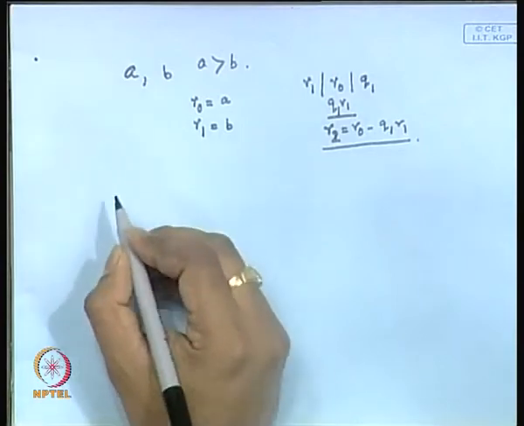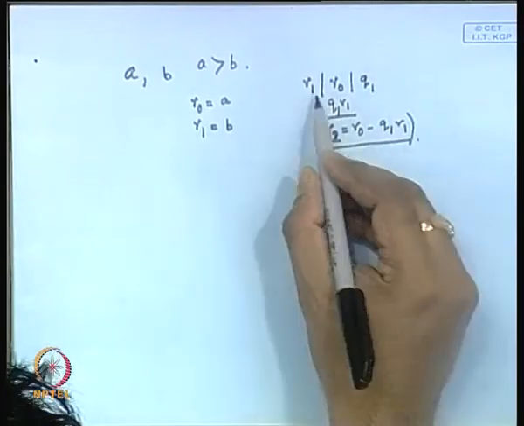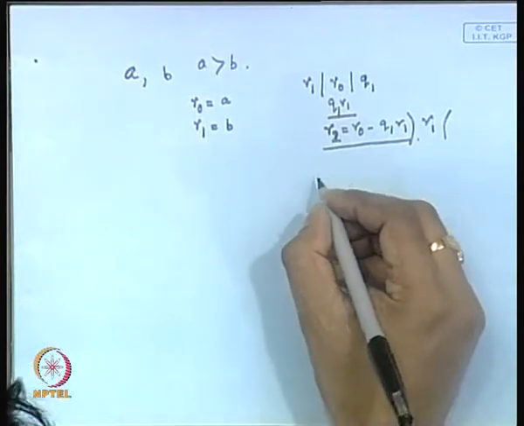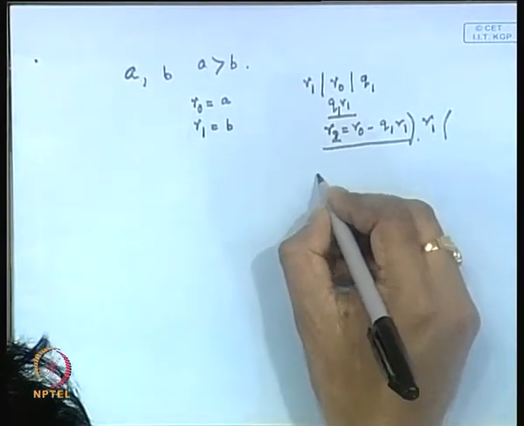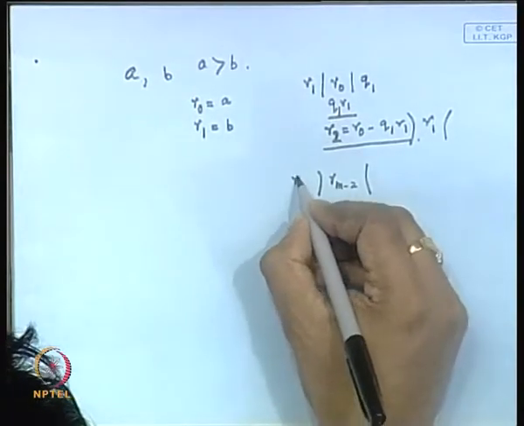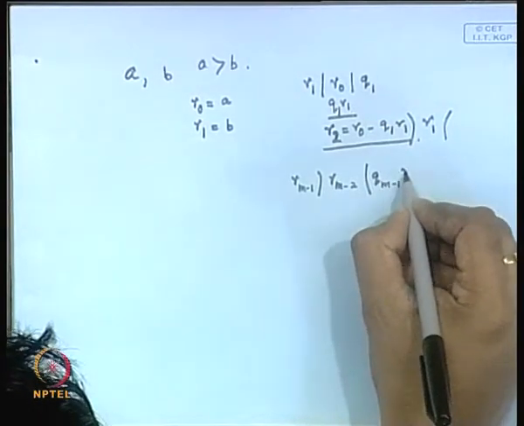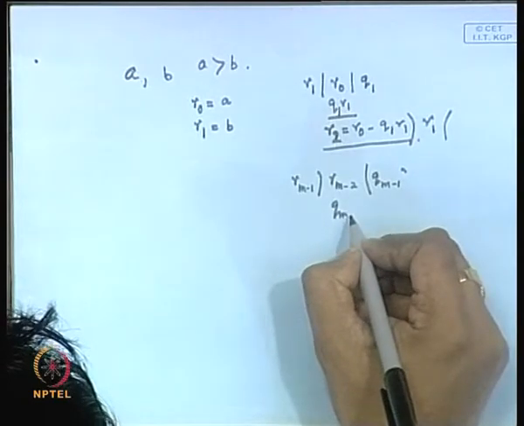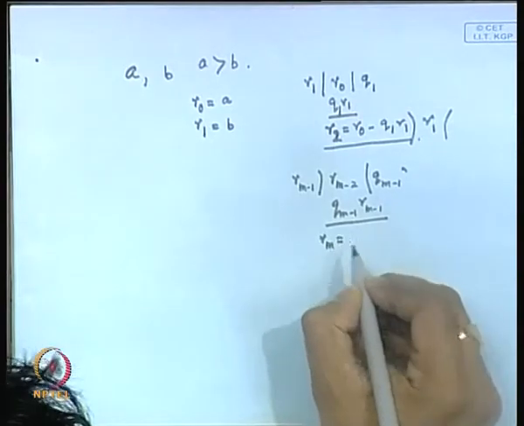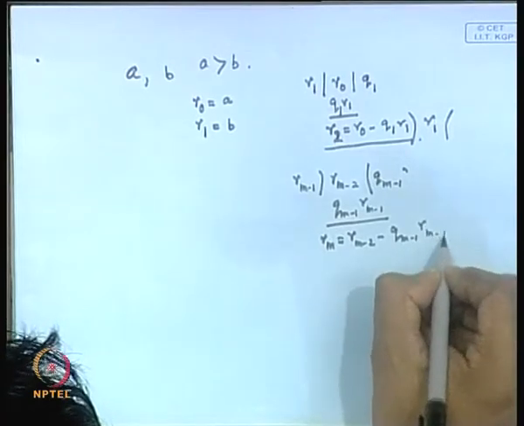Now I can continue this. Next I take r1 and divide it by r2, and I continue with this process. At any stage, that is at the mth stage, I have r(m-2), and I divide that by r(m-1), and I get the quotient q(m-1), so q(m-1) into r(m-1), and the remainder is rm. So rm is r(m-2) minus q(m-1) times r(m-1).